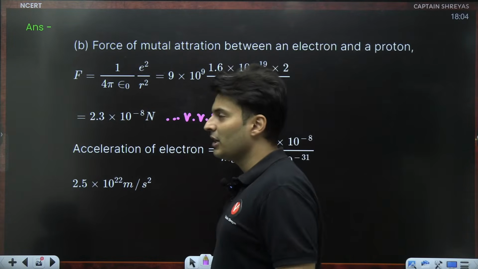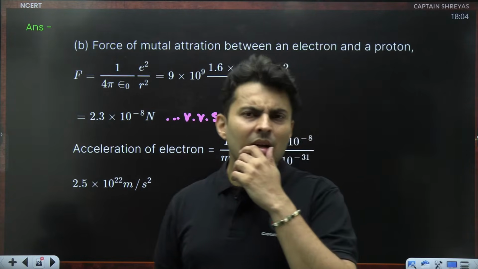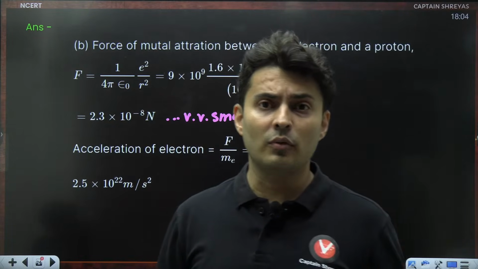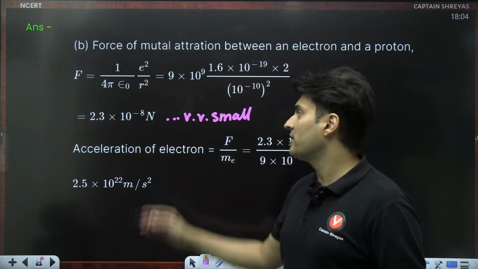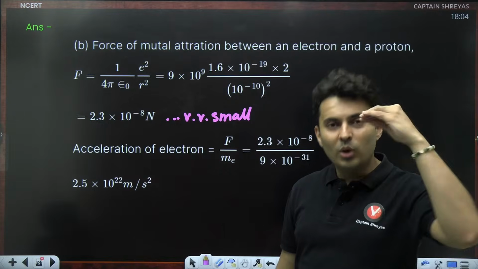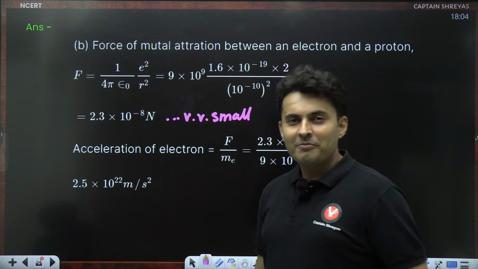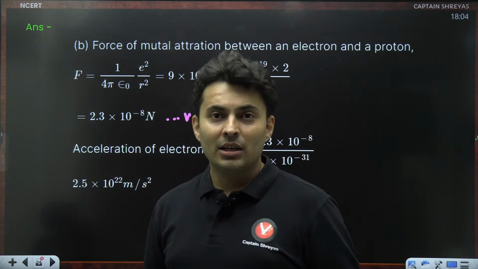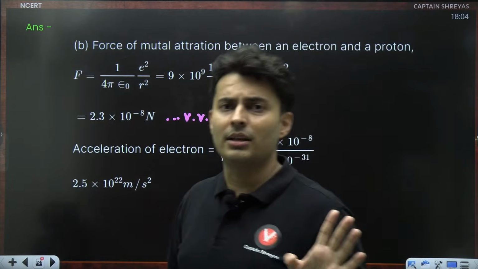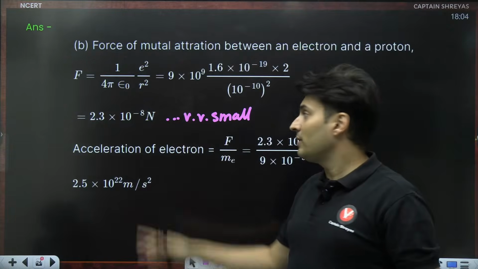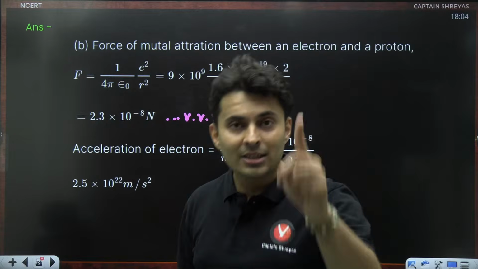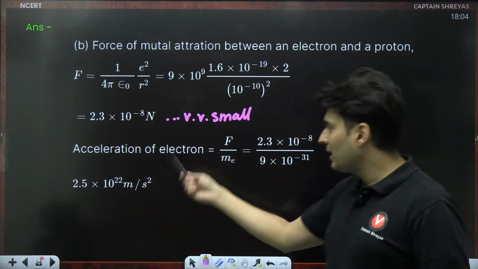It is very small. So then you'll be like, sir, fine, you said electric force is very strong as compared to gravitational force. But look at this, the electric force itself is so small. Then should we even bother about electric force? Do you get my point? Electric force is strong as compared to gravity, so fine, we neglected gravity. But electric force itself is so small, so why should we even worry about it? That reason comes in the next step.